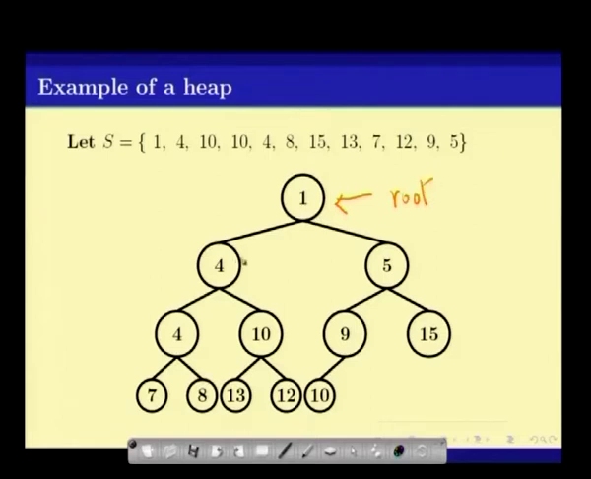Now, each of its neighbors, anything that comes below it, are the children. So, here this node and this node are the children of this node. Similarly, the nodes 9 and 15 are the children of 5, and so on. The other property of this heap, this tree, is that this tree is balanced.